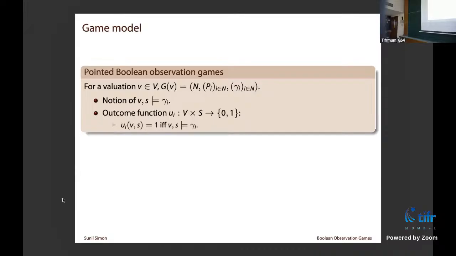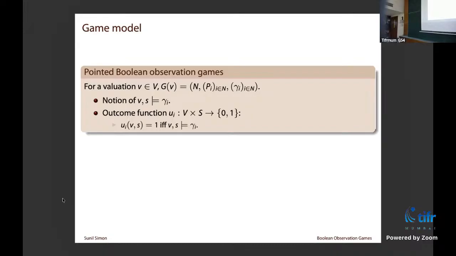The idea is you can interpret these formulas over the valuation and the strategy profile. So the semantics of this language is defined in terms of the valuation and the strategy profile, and you have a notion of when the valuation and the strategy profile satisfies the formula. Once you have that, the utility function is very simple to define. The utility function is either 0 or 1. It is 1 if the goal formula is satisfied, and it is 0 if it is not satisfied. That's the definition of the utility function. All this is based on fixing a valuation.